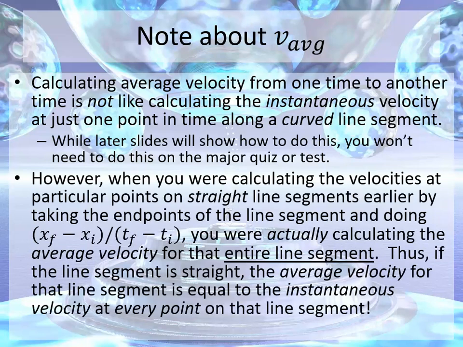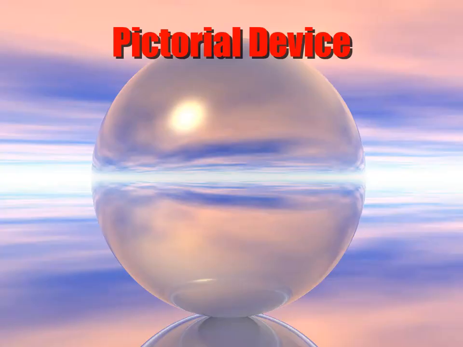Well, the idea is that if it's a straight line segment, then the instantaneous velocity anywhere on that straight line segment would just be given by the average velocity for that line segment. However, if it's not a straight line segment, if it's a curve, then you'll have to pay attention to a future video, in which we will discuss how to do it if there are curves.